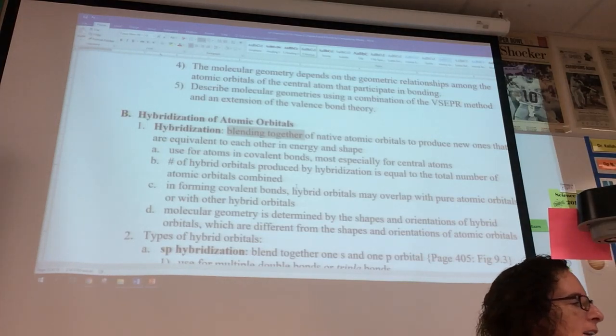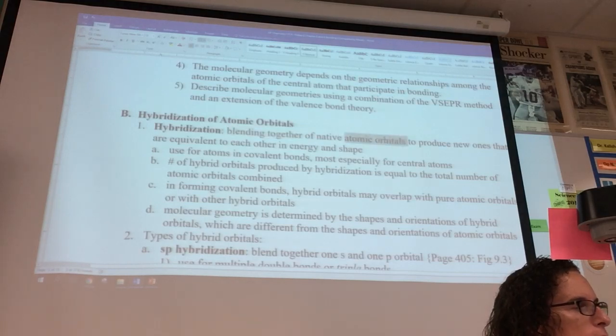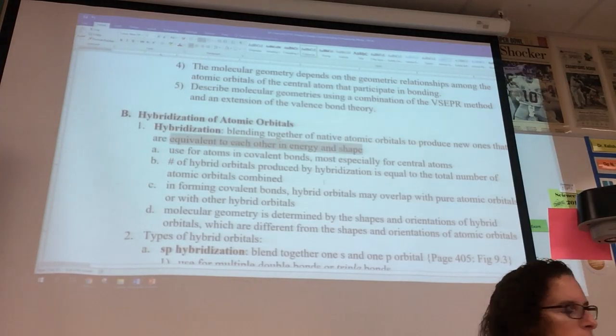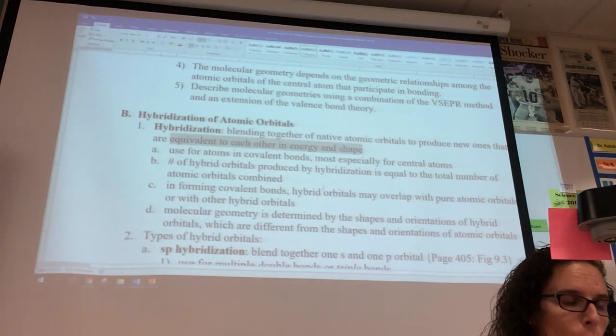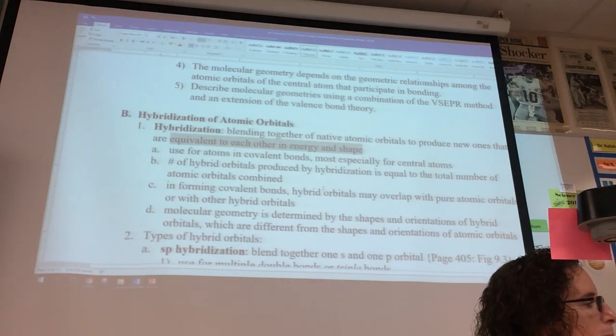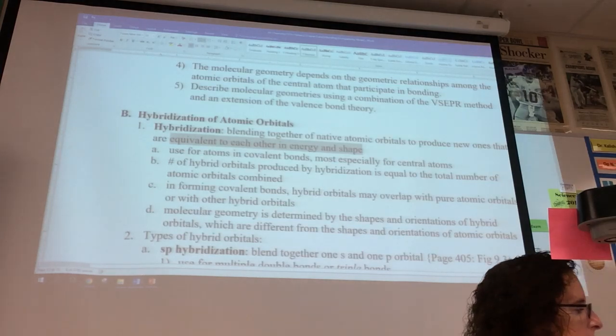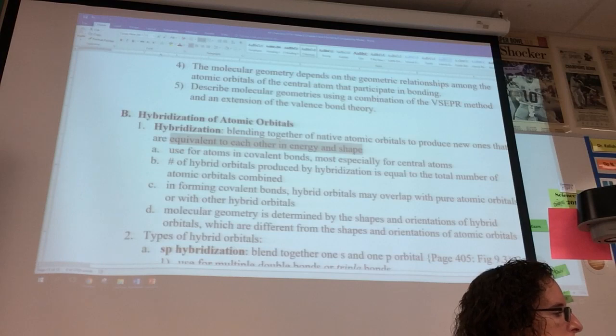All right, in any event, hybridization is a blending together. We're going to blend atomic orbitals to produce new ones, and the new ones will be equivalent to one another in terms of energy and shape. For example, we can look at this in regard to s and p orbitals.